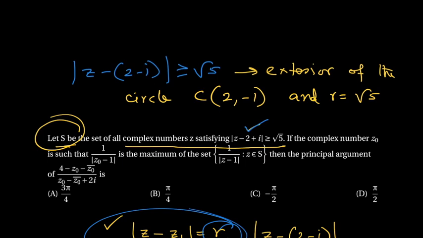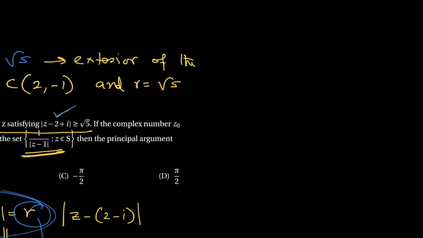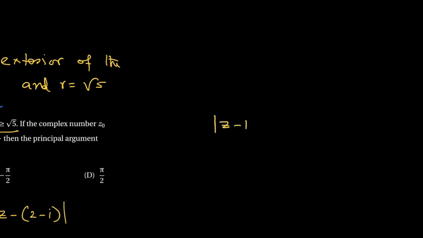Now we have to take a complex number z0 such that 1 by modulus of z0 minus 1 is the maximum of this quantity. So 1 by modulus of z minus 1 is maximum, meaning what? Modulus of z minus 1 is going to be the minimum. Okay. And what does this represent? This represents the distance between z and 1. And what is z? z is any point in the set S. And the set S is nothing but the exterior of a circle, as we just discussed.